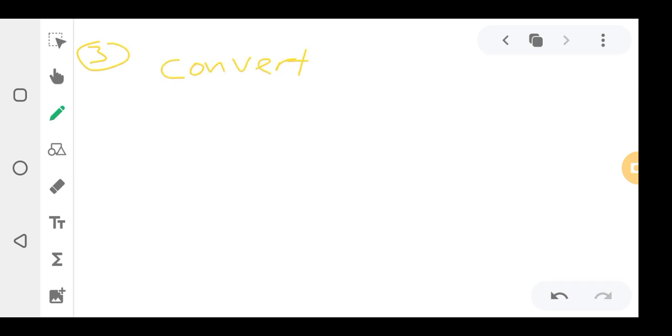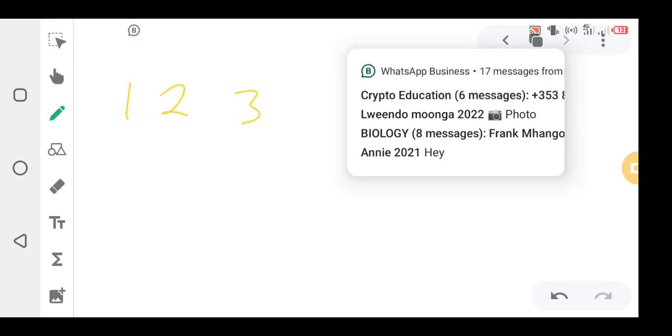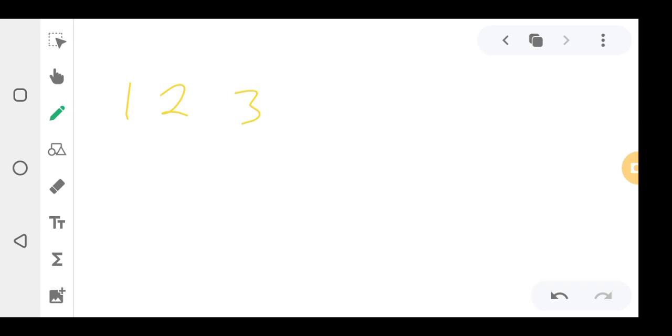Convert 123 base 3 to base 6. So you start: 1, 2, 3, in base 3. You put 3 there, 3 there, 3 there.